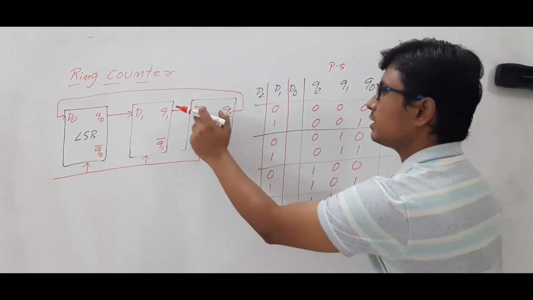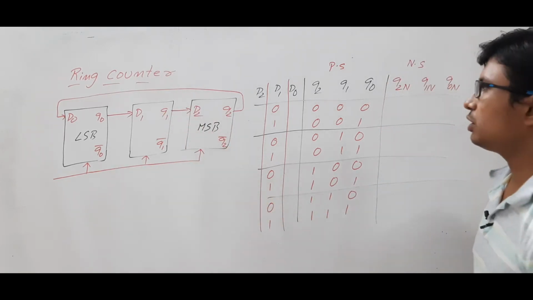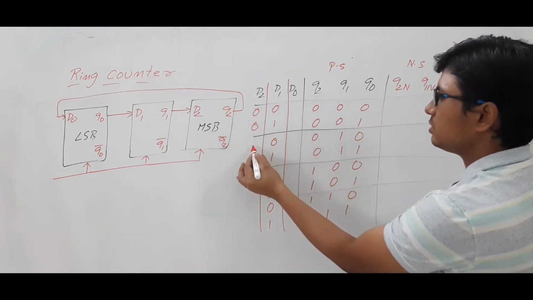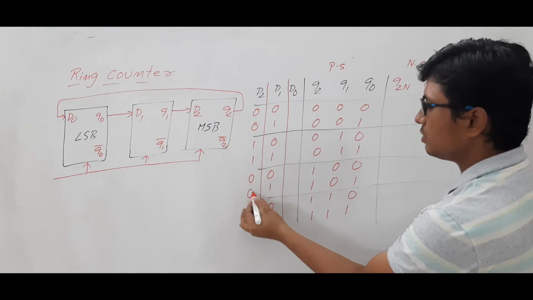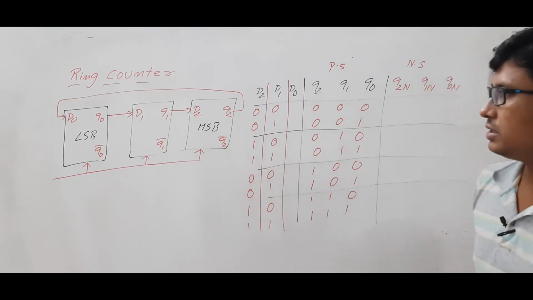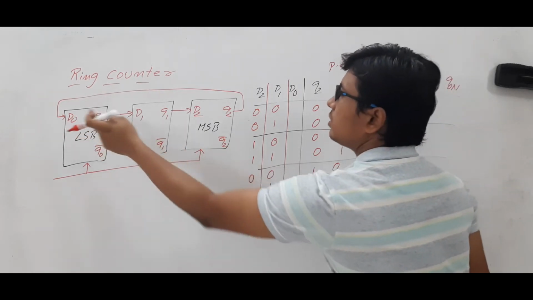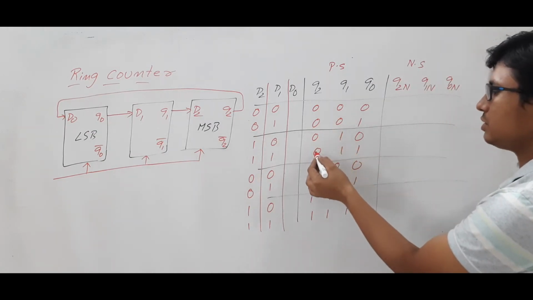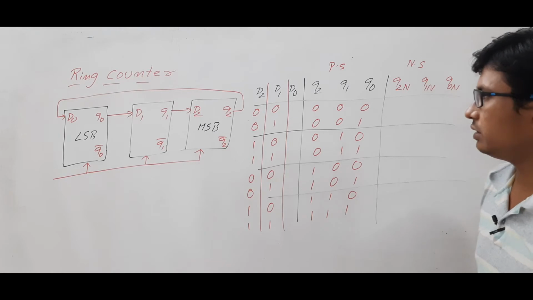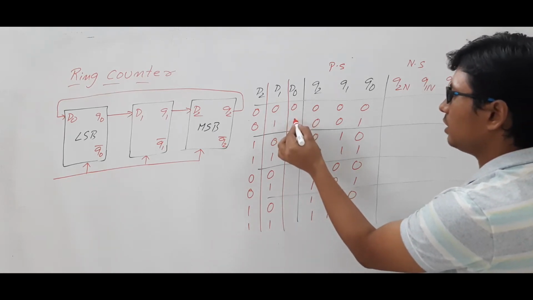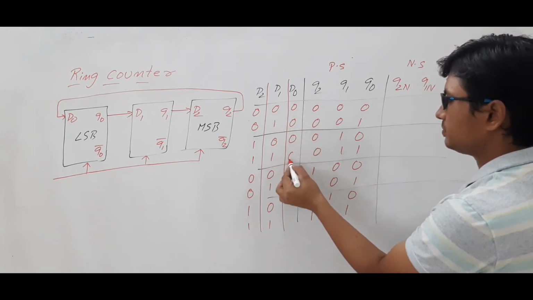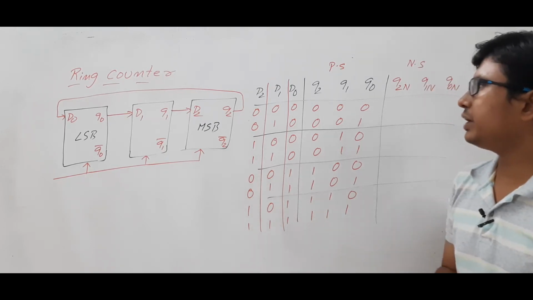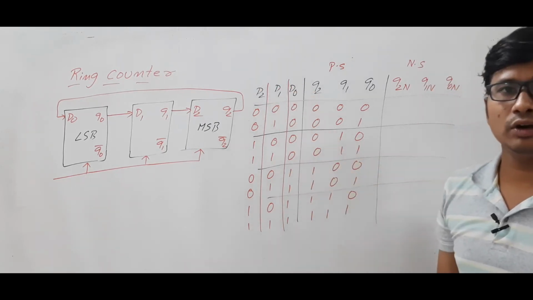Similarly, if you look at it, D2 is equal to Q1, which is 0, 0, 1, 1, 0, 0, 1, 1. Similarly, D0 is equal to Q2. What is Q2? 0, 0, 0, 0, 1, 1, 1, 1. So that will come to D0. Are you able to understand? I hope you got how I got the D2, D1 and D0 values.